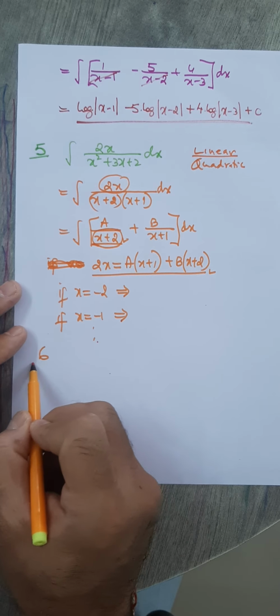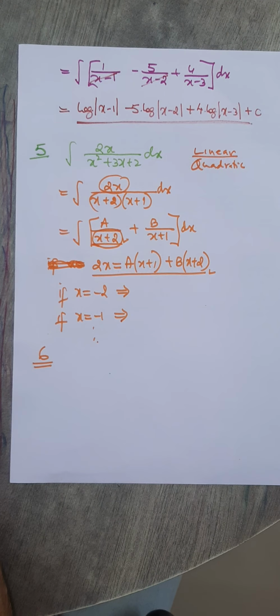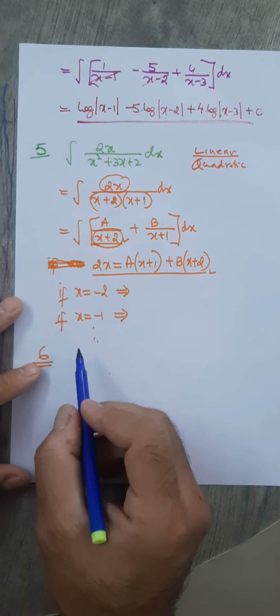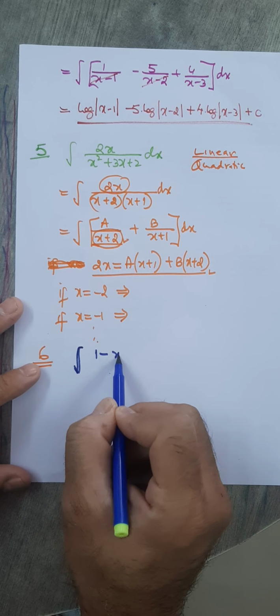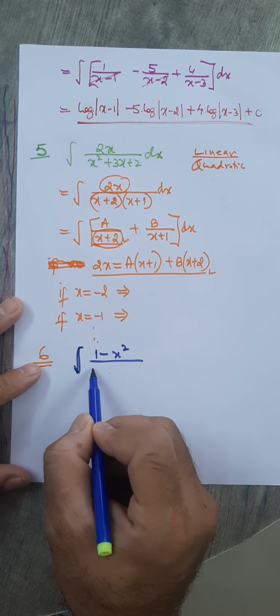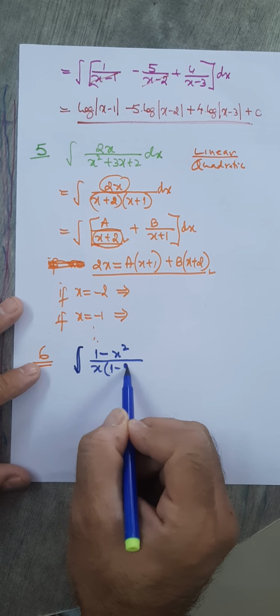Come to question number 6 here. In the 6th question you have 1 minus x squared upon x into 1 minus 2x.